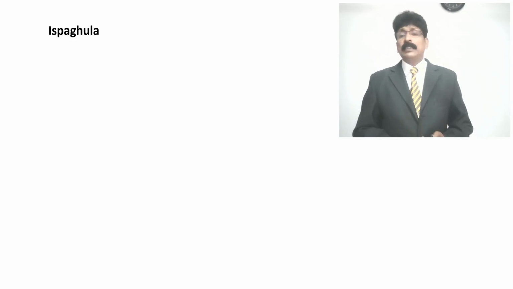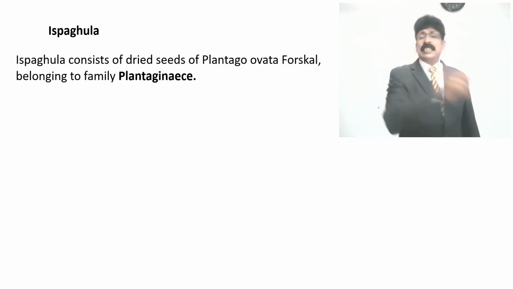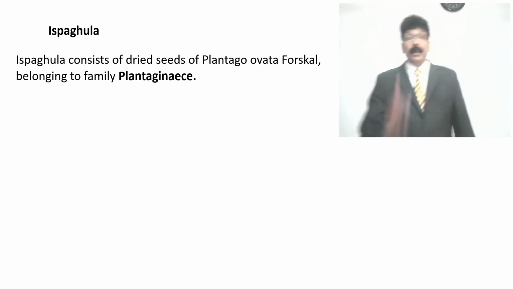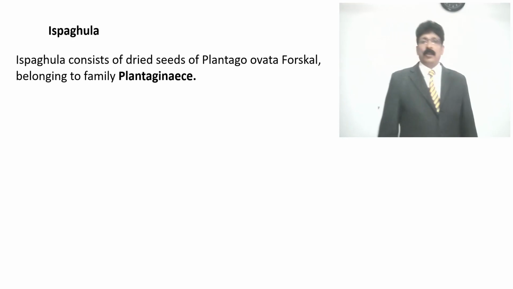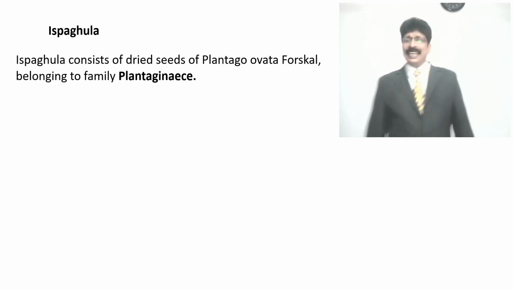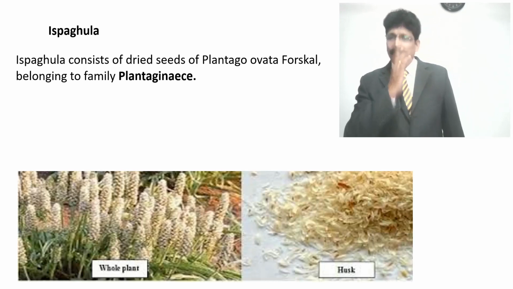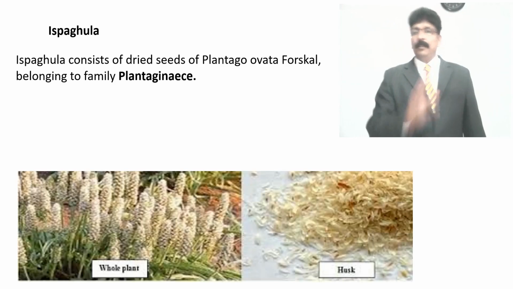Now the third one, Ispaghula. Ispaghula consists of dried seeds of Plantago ovata, Forsk, belonging to the family Plantaginaceae. This is the plant which we might have seen in many places; in some areas it is grown in our place also.